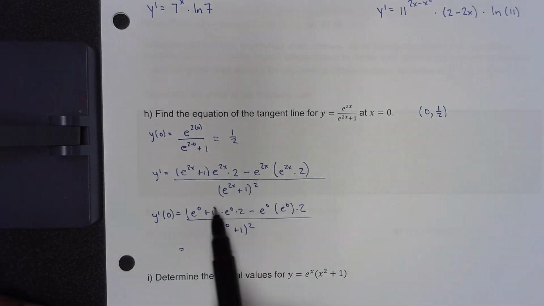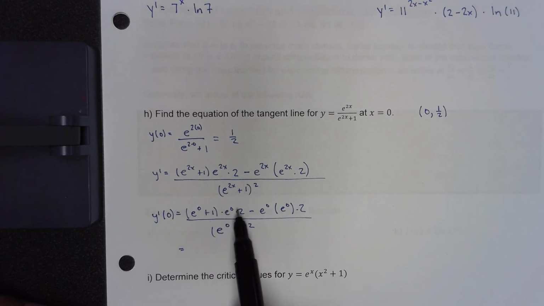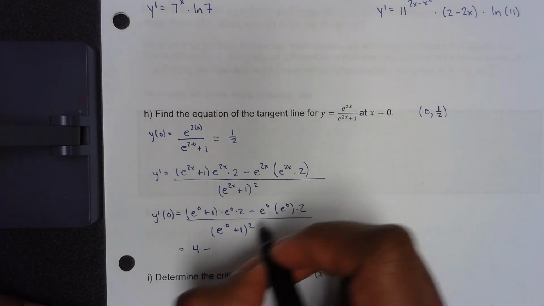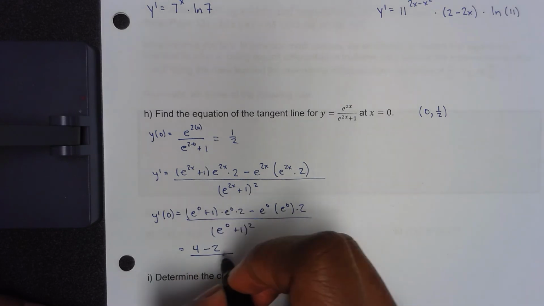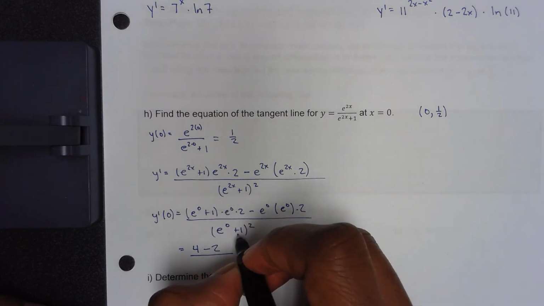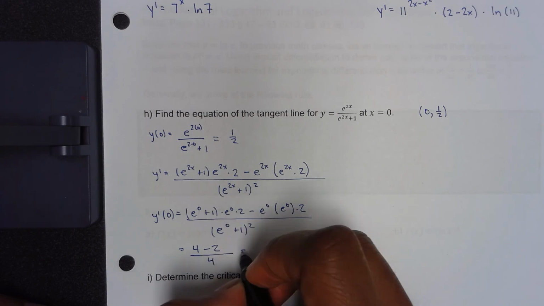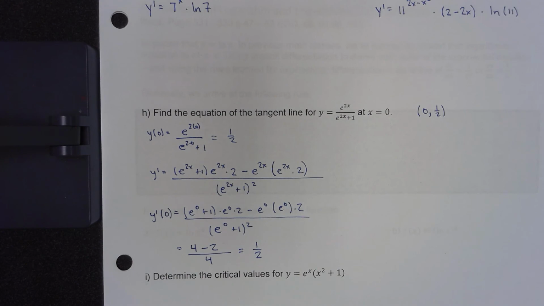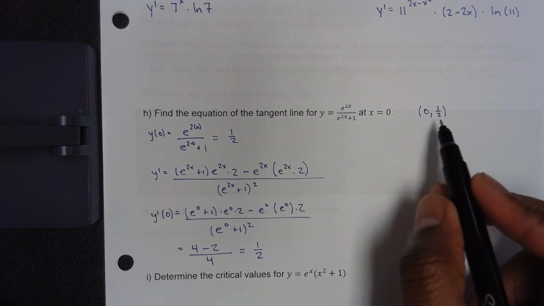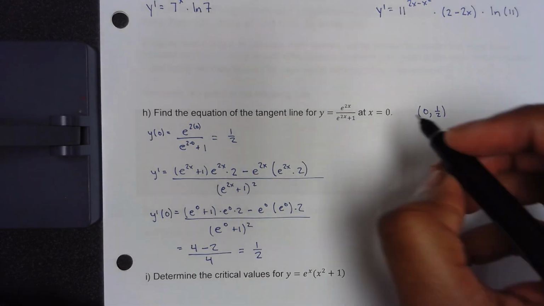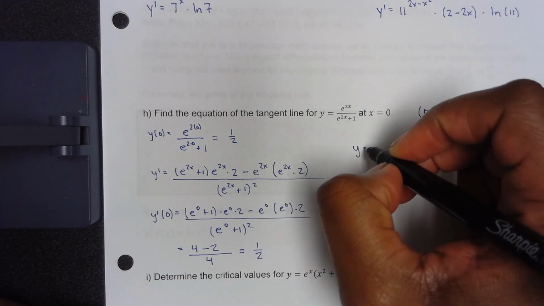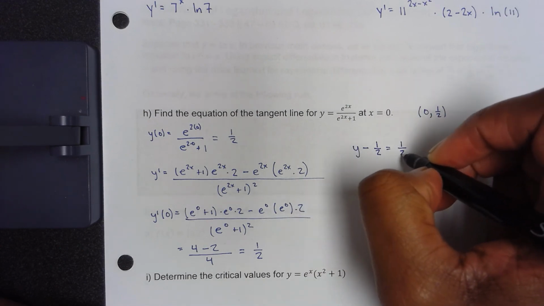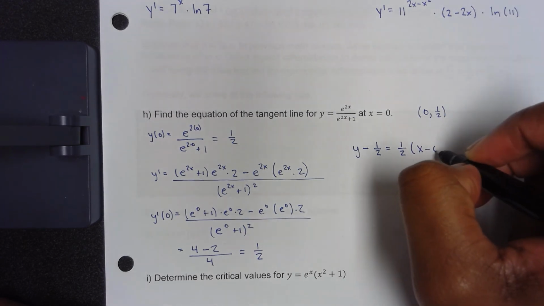So 1 plus 1 times 1 times 2 is 4 minus 2 over 1 plus 1 is 2 squared is 4. So we end up with 2 over 4, which equals a half. So our slope is a half and our point is 0, 1 half. So the equation of the tangent line is y minus 1 half equals 1 half times x minus 0.